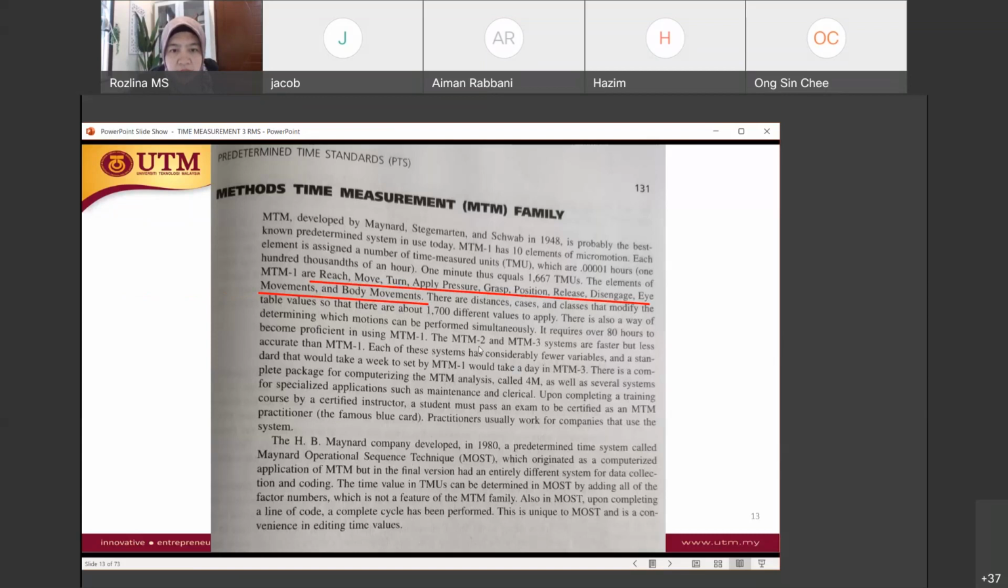And you also have MTM2 and MTM3. These systems are faster but less accurate than MTM1. Each of the systems has considerably fewer variables, and a standard that would take a week to set in MTM1 would take a day in MTM3. Because with MTM1 it takes longer.